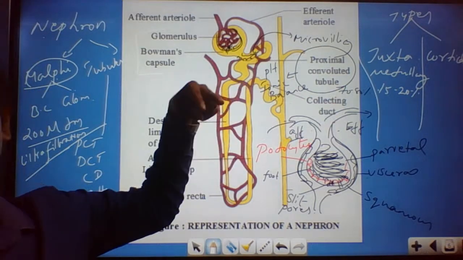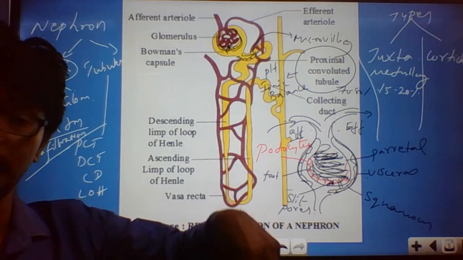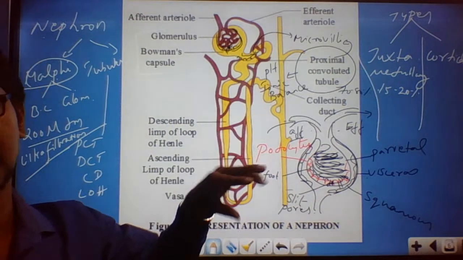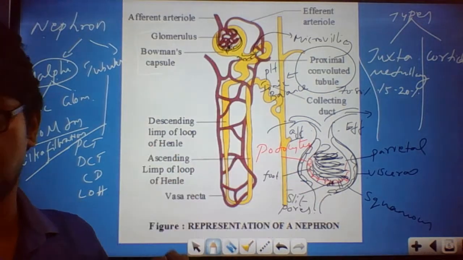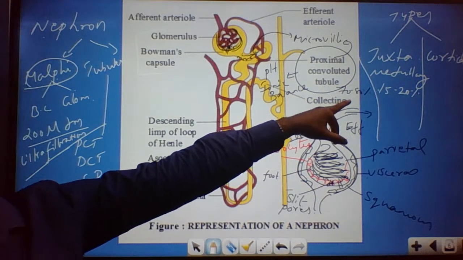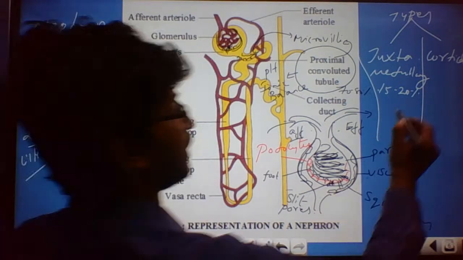Juxtamedullary nephron na loop of Henle வந்து கொஞ்சம் பெருசா இருக்கிற அந்த நெஃப்ரான்ஸ் மட்டும் என்ன பண்ணுவோம்னா மெடுலரி ரீஜன் வரைக்கும் உள்ள போயிருக்கும். கார்டிகல் நெஃப்ரான்ஸ்ல என்ன இருக்குன்னா லூப் ஆஃப் Henle வந்து கொஞ்சம் சின்னதா ஷார்ட்டா இருக்கும், அதனால அது என்ன இருக்கு மெடுலரி ரீஜன் வரைக்கும் ஃபுல்லா போயிருக்காது. So juxtamedullary nephron is a 15 to 20%, where you could see in this case 80 to 85%.